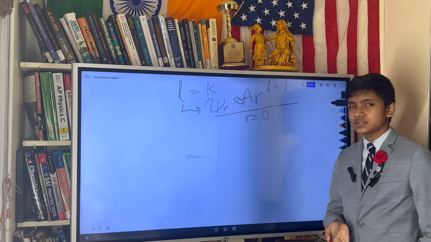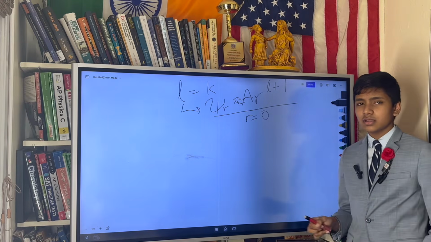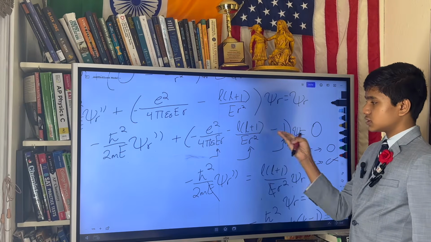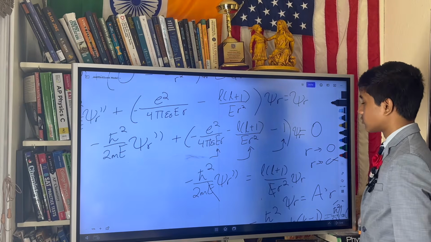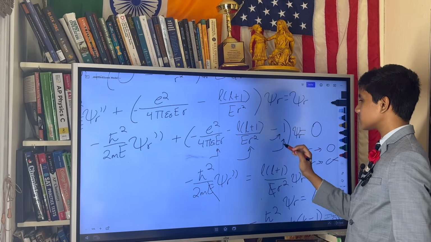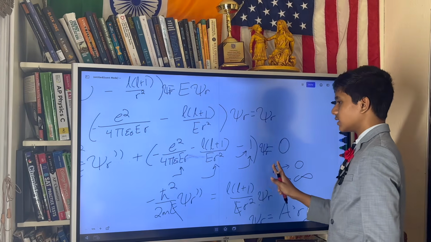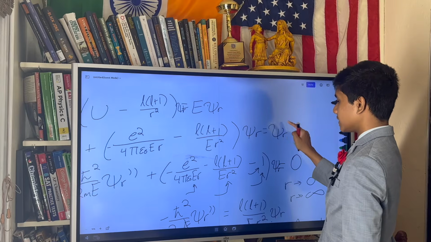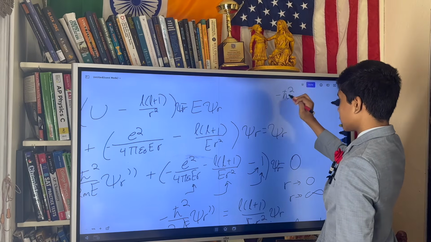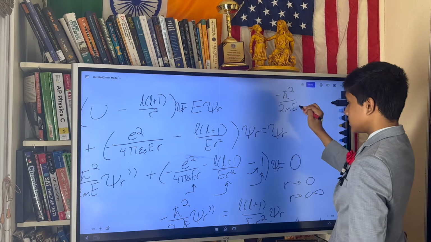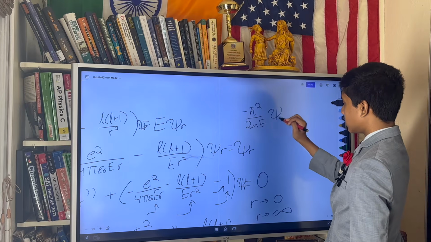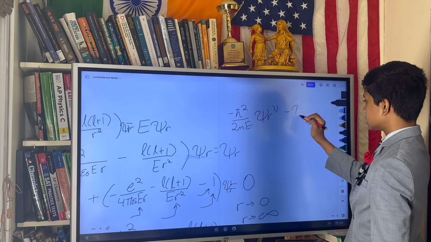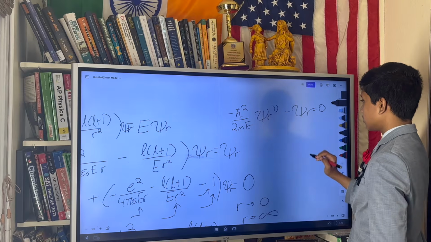Now, how does it act as r approaches infinity? Well, here, the reciprocal terms are going to go to 0 as their denominators will grow too large, while this term is going to stay constant, and so it's the only term that survives, and you get that minus h bar squared over 2m e psi r double prime minus psi r is equal to 0.